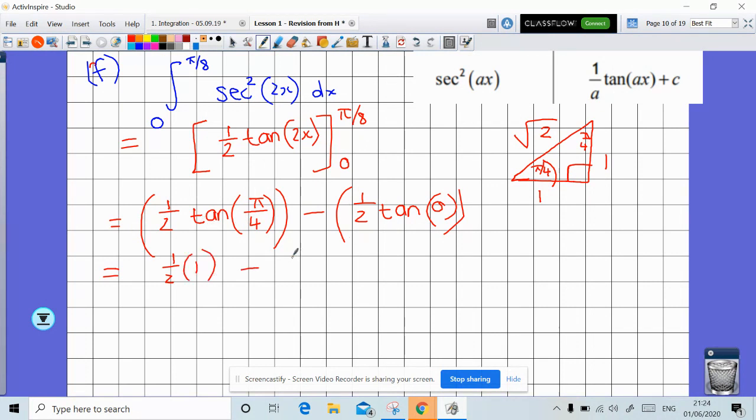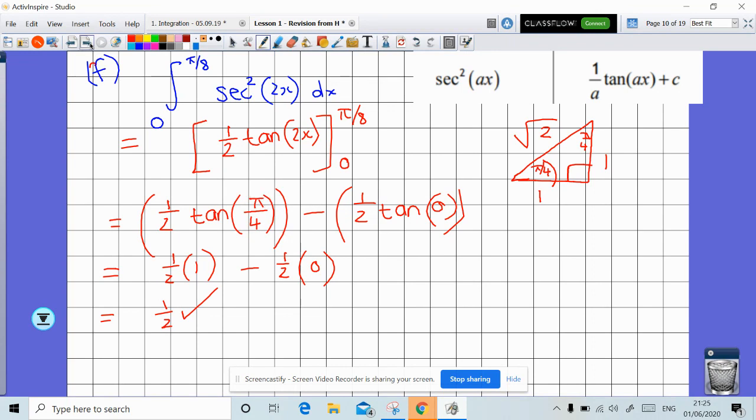So that part of there is just 1. Take away, then I've got half times tan of 0. Tan of 0 is just 0. So all this just gives you is a half. And that's it. Now if this was in paper 2, please make sure your calculator is set in radians. Okay, you should not change your calculator into degrees unless the question is in degrees, which we won't see until further on down the line.